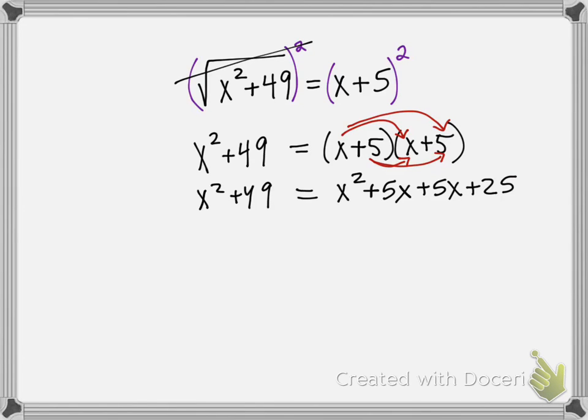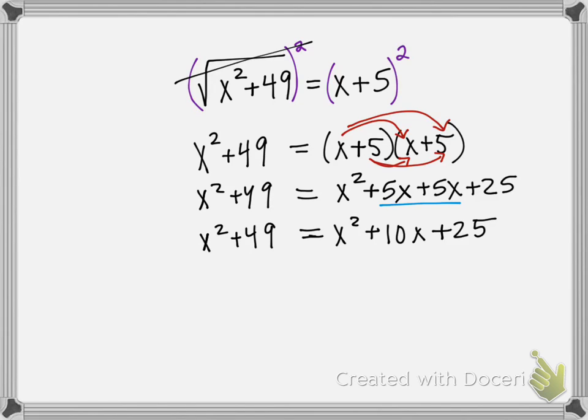On the right-hand side, I'm going to continue to combine like terms. 5x plus 5x would be 10x. So the left-hand side is x squared plus 49, and that's equal to x squared plus 10x plus 25.